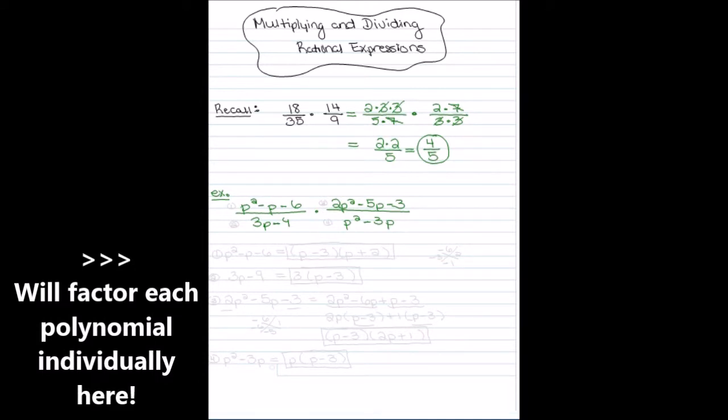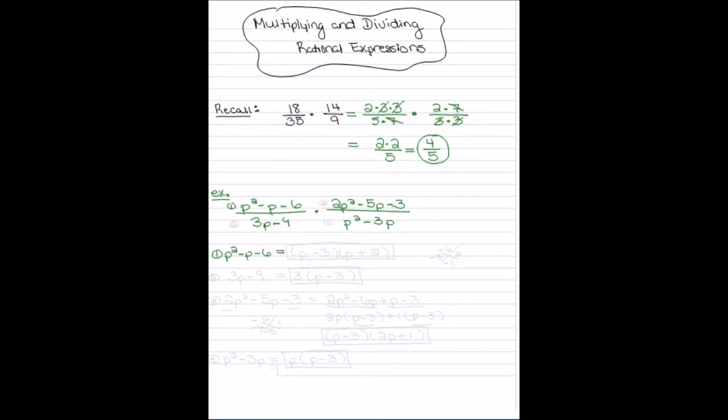Let's look at this first polynomial, and I'm just going to bring it to the side to factor it. So I have p squared minus p minus 6. This could be factored by putting a p in each one of my parentheses. I need to multiply to get negative 6, but when I add, I get negative 1, and those two numbers are negative 3 and 2. So I put negative 3 and 2 in my parentheses, and this is completely factored.